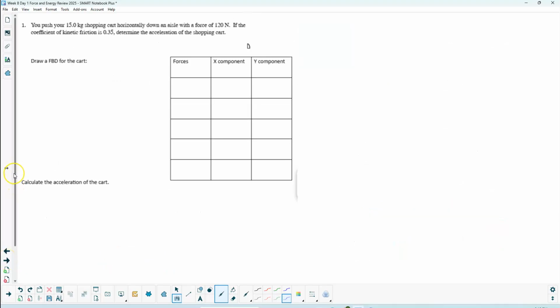force problems. So this one says you're pushing a shopping cart horizontally down an aisle with a force of 120 newtons. If there's a coefficient of kinetic friction of 0.35, determine the acceleration of the shopping cart.